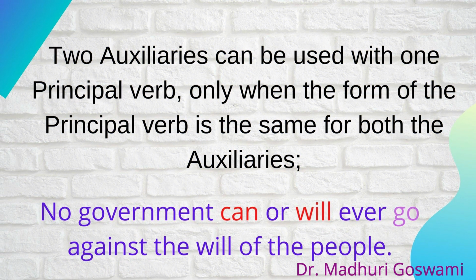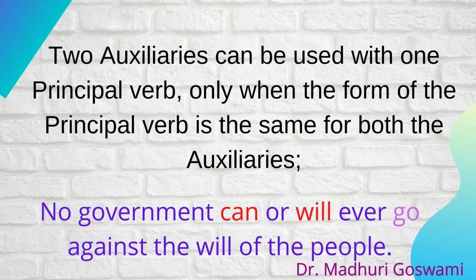No government can or will ever go against the will of the people. Please pay your attention. In this sentence we have can or will as two auxiliary verbs and go is the main verb, it's the principal verb. And with can and will we use the first form of the verb and that is go in this sentence. So we can use two auxiliary verbs with one principal verb here in this sentence.